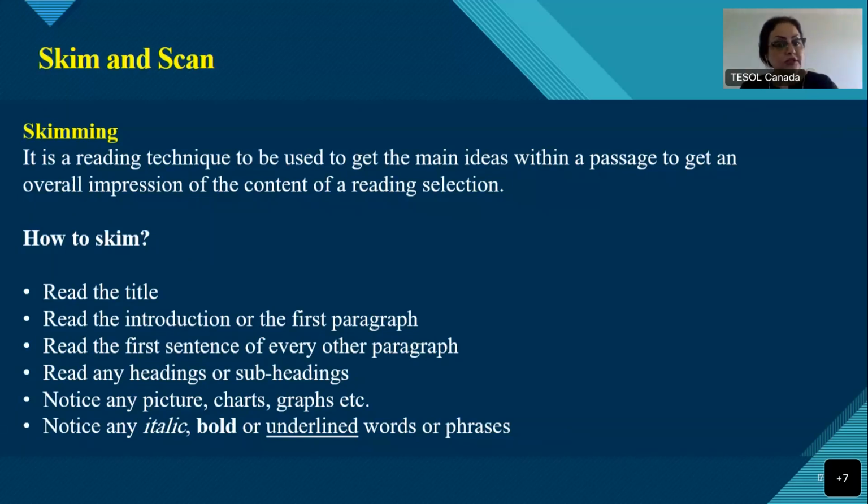If it's a long text, they can read the headings or subheadings, or a chart. If it doesn't have a chart, they look at a graph, or italic, bold or underlined words. So simply it means they get the gist of the reading. That is skimming.